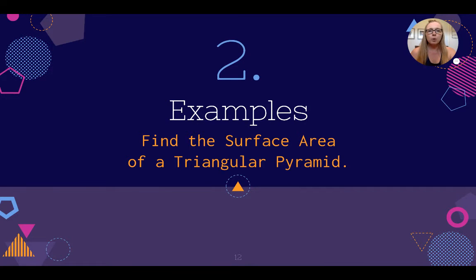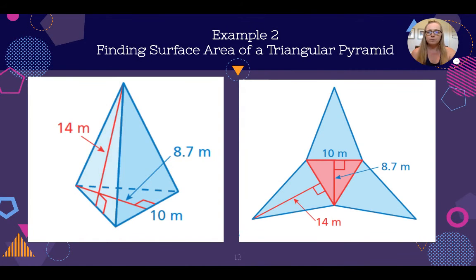Our next example, we're going to be looking at pyramids that have triangular bases. That means that the base is a triangle and the sides of our pyramid are also triangles. So here's a picture of our second example. We have a triangle that has a 10 as a side, and all of these are going to be regular polygons. So that means this is an equilateral triangle.